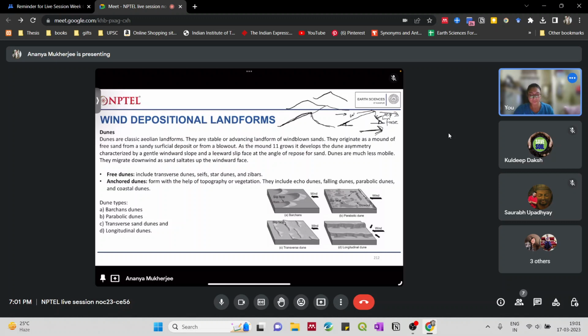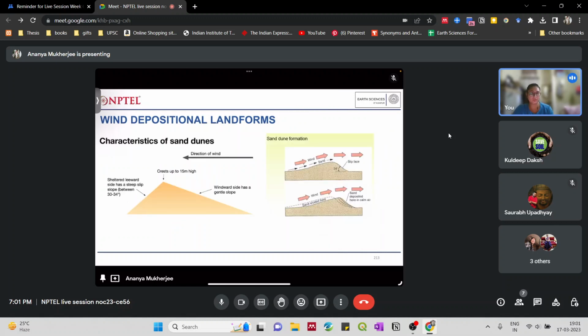Before that, as I showed in the previous slide, this is the direction of the wind. So this is the windward side, which has a gentle slope. This is the steep slip slope, or slip face, as we call it. This is the leeward side, and this is the crest of this dune. So these are the features of a dune.